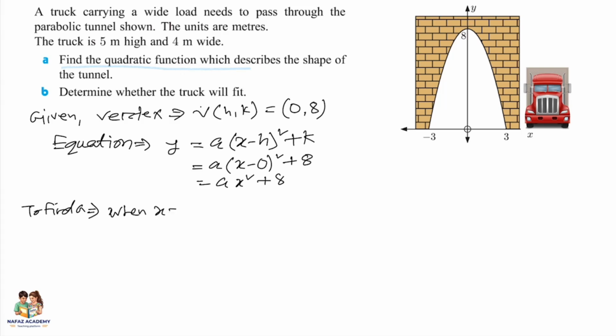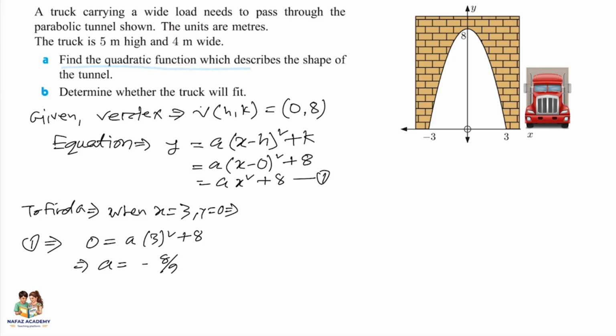At point minus 3 or 3, you can use either one, and the result will be the same. So when x equals 3, y equals 0. I'm using this information to find a. Put these values in this equation: y value 0, x value 3. What is the value of a? 3 times 3 is 9. It is minus 8 by 9.